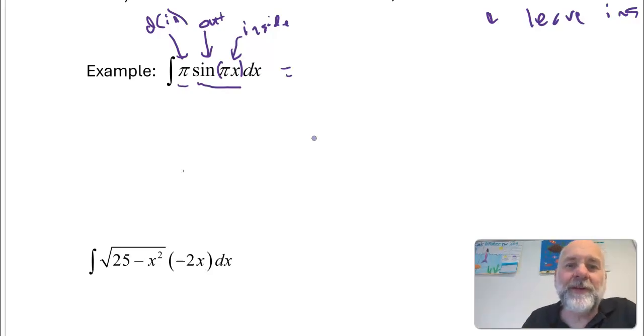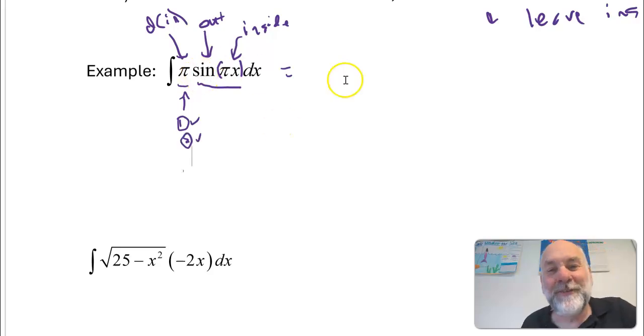So what do I do? I make sure the derivative of the inside is already there. So in my 1, 2, 3 from up above, 1, check. The derivative of the inside is already there. And then kind of 2 is that when I do the antiderivative here, then the pi is just going to disappear. It's going to be gone.